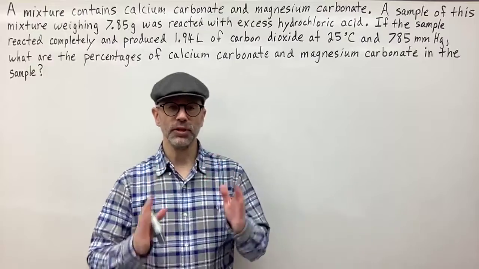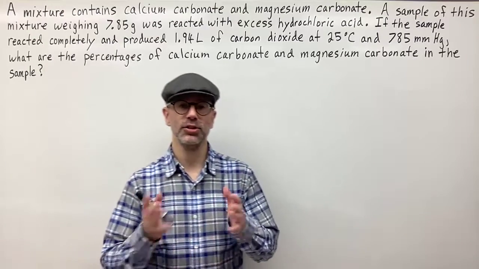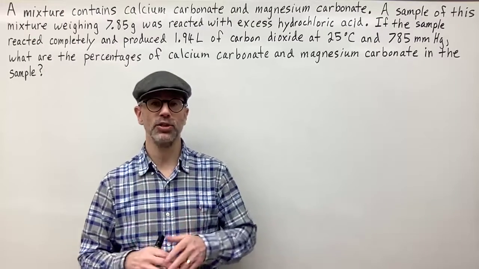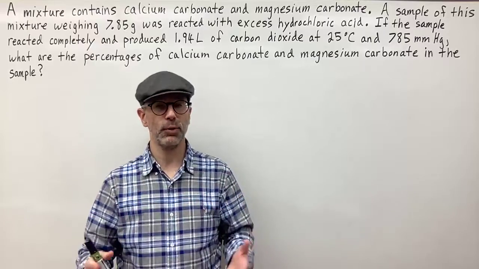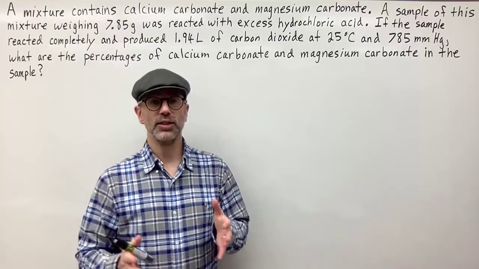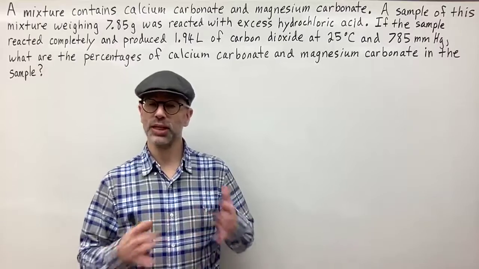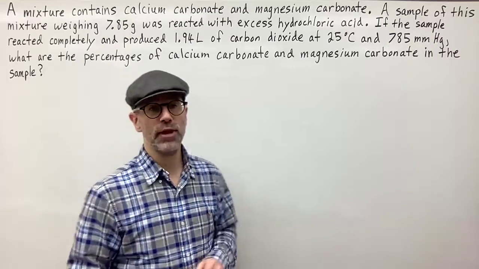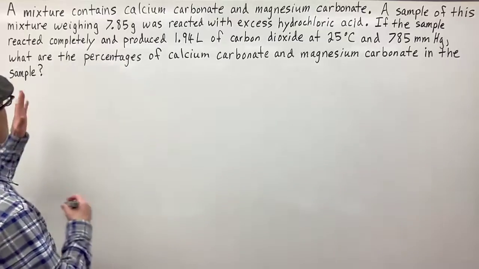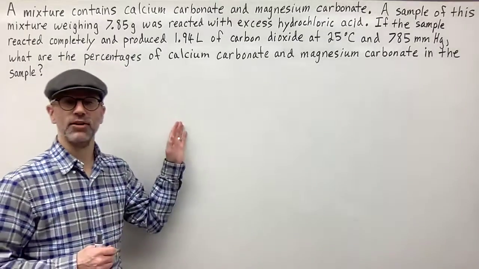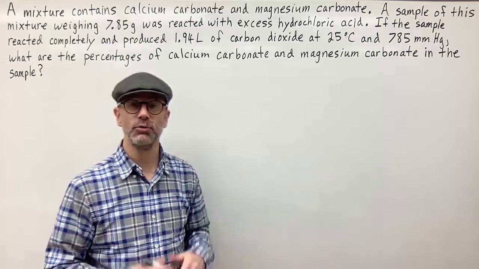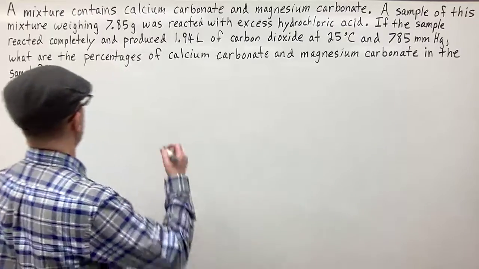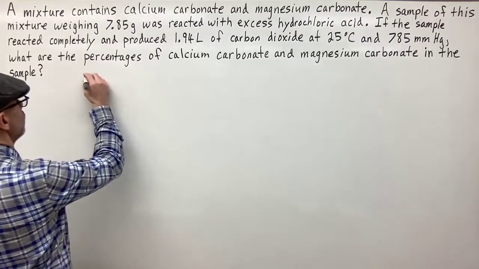So, the first thing we need to begin with is a system of equations. We're going to have two unknowns and we're going to need two equations. The first place we need to start is a balanced equation. We need the balanced equation for the two reactions. So let me go over that. Here we have calcium carbonate and magnesium carbonate, and they're both reacting with HCl. So I'll write the calcium carbonate first.